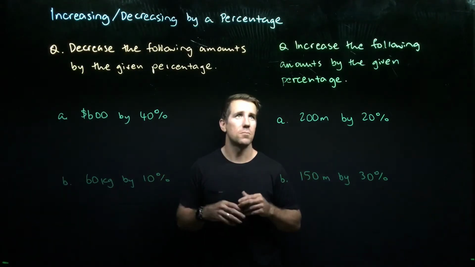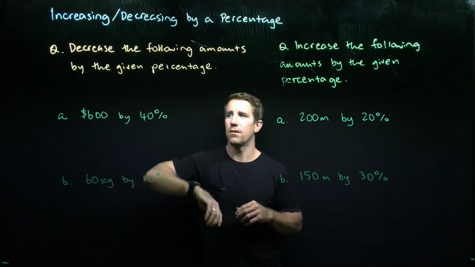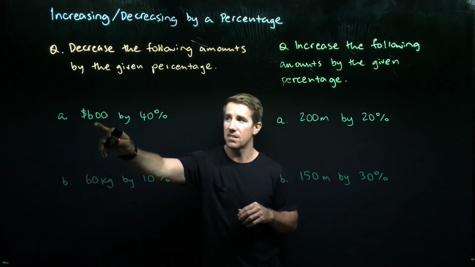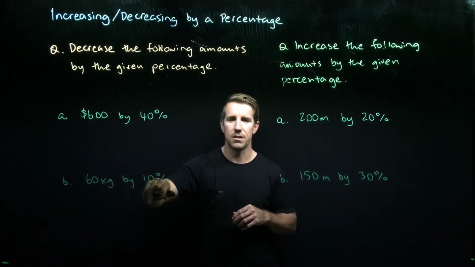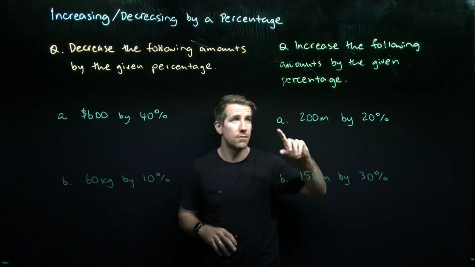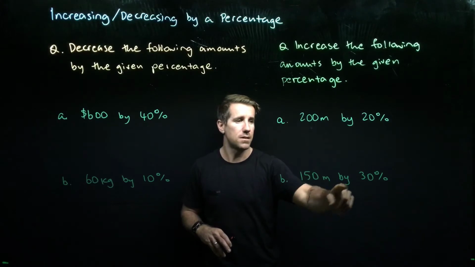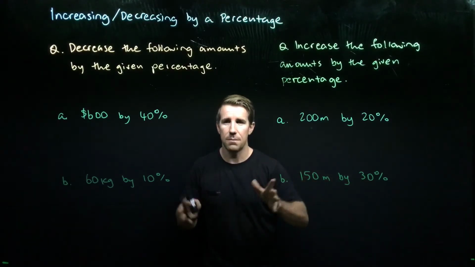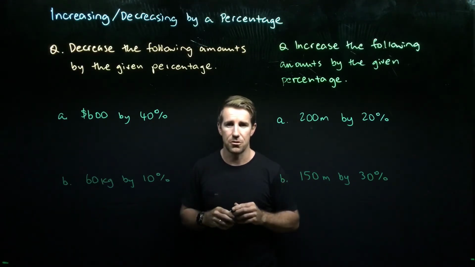Okay guys, we've now got some questions here for you to have a look at. The left-hand side here is looking at decreasing the following amounts by the percentage given. So this is $600 decreased by 40%, 60 kilos decreased by 10%. Right hand side, we've got increasing the following amounts by the given percentage. So 200 meters, we want to increase that by 20%. 150 meters, increase that by 30%. Hit pause on your video, guys. When we come back, we'll have the answers up and we'll go through the solutions quickly.